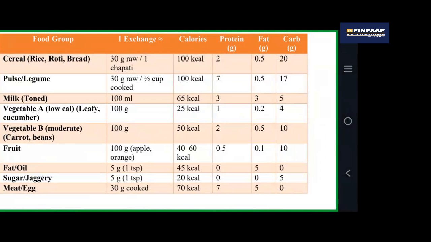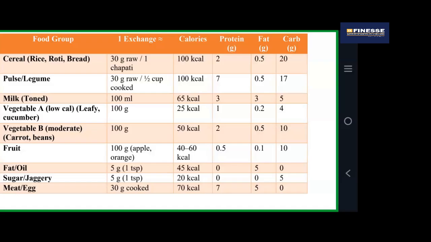It will include your carrots, beans, cauliflowers, and different vegetables. I will be sharing you the list of both the category vegetables of A and B. Okay, so you can refer to that. So vegetable B is your 100 grams is one portion, that is one exchange. So उसमें आपको 100 grams में कितनी मिल जाएगी? 50 kilocalories you will be getting. 2 grams of protein, 0.5 grams of fat, and 10 grams of carbohydrates.